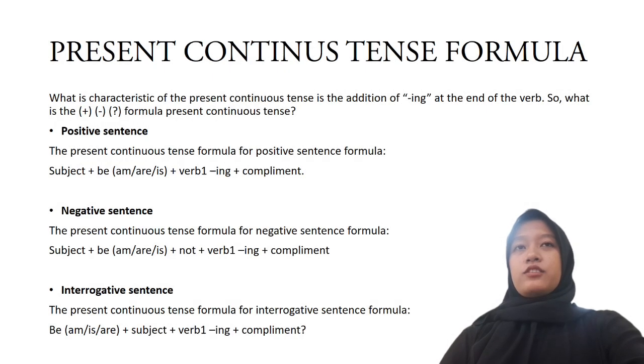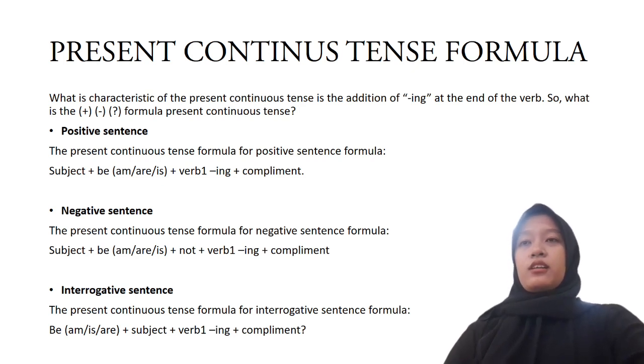Present continuous tense formula. What is characteristic of the present continuous tense is the addition of ing at the end of the verb. So what is the positive, negative, interrogative formula of present continuous tense? For a positive sentence, the formula is subject plus be (am, is, are) plus verb 1 ing plus complement.